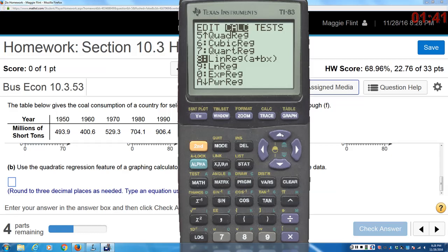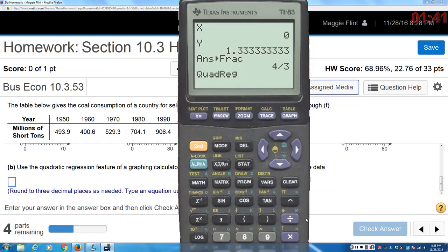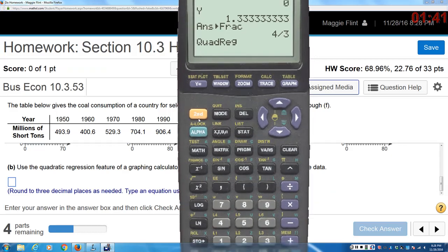So what we want, this says, is to use quadratic regression. So we're going to go up here to quadratic, and we're going to hit enter. You have to tell it where you put the x's and where you put the y's. You put the x's in list 1, second and number 1. Then you put a comma. You put the y's in second 2 because they were in list 2.